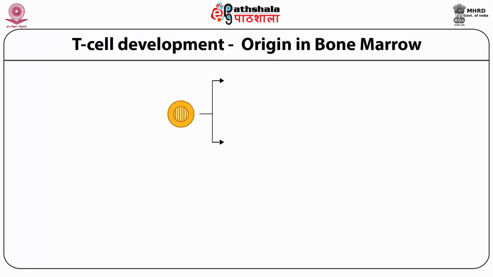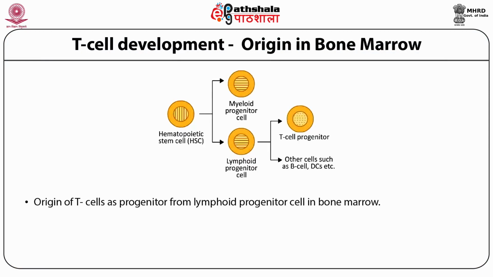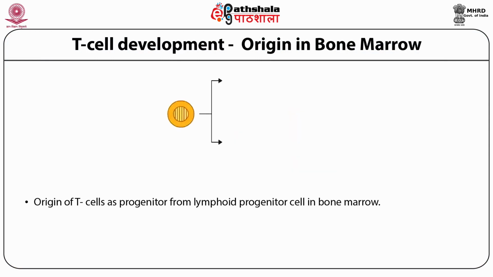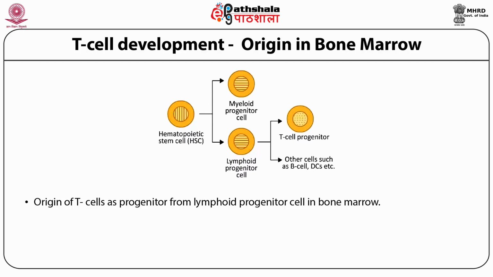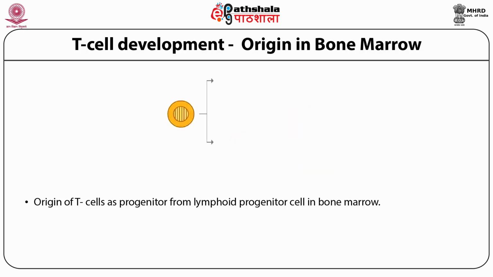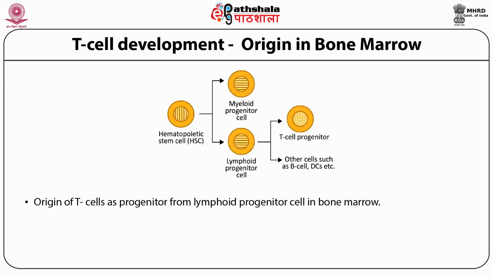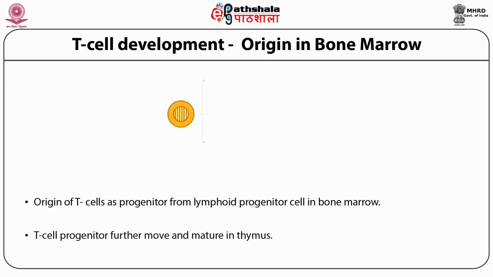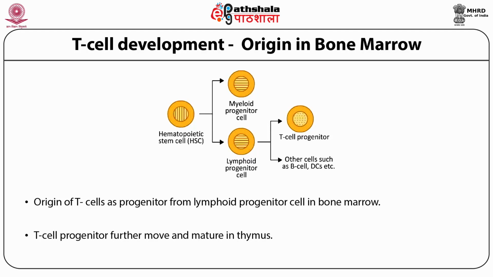T cell development. T cells originate in bone marrow from hematopoietic stem cells by the process of hematopoiesis. Hematopoietic stem cells give rise to myeloid progenitor cells and lymphoid progenitor cells. Lymphoid progenitor cells further differentiate into T cell progenitor cells along with other cells such as B cells, dendritic cells, etc. T cell progenitor cells further move to the thymus where they mature.